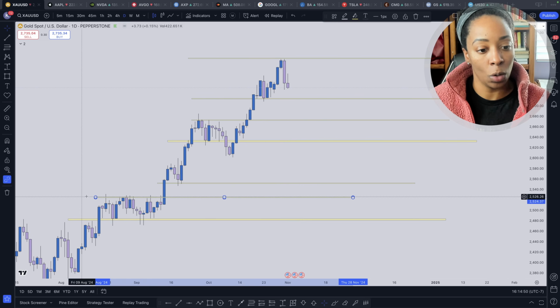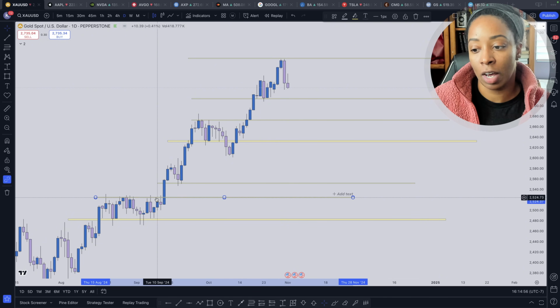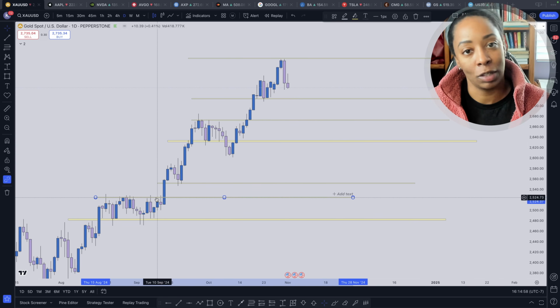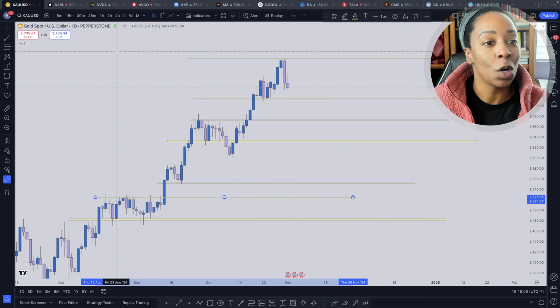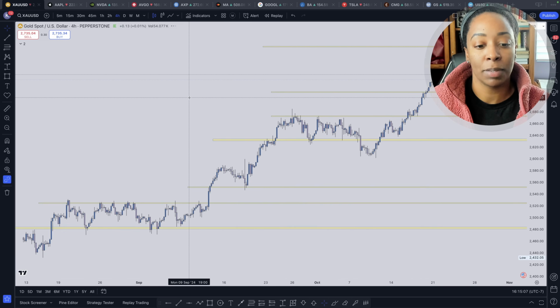So you can see all throughout here, we do have price rejecting this quite a bit. And this level is at 25.24, really close to 25.25. You guessed it, another psychological level. So let's go ahead and go down to H4 and see if we can make some adjustments.